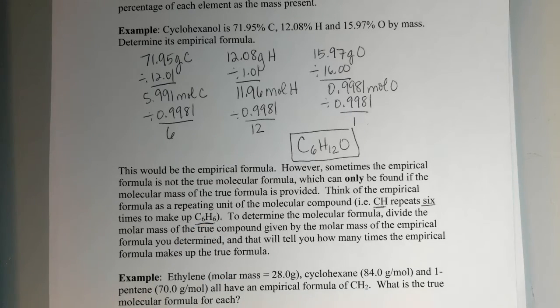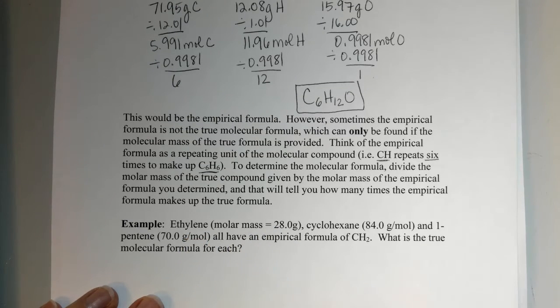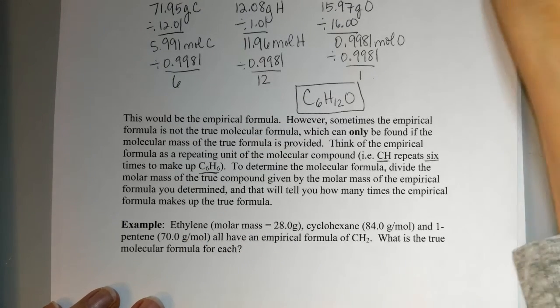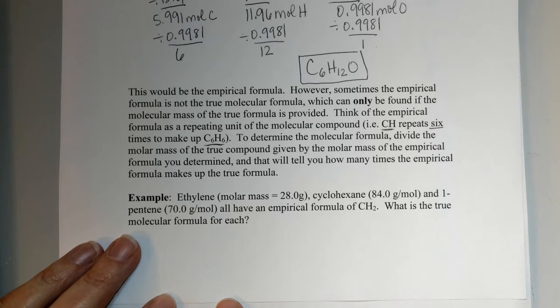So I've got an example here. It says we've got ethylene, which has a molar mass of 28 grams, cyclohexane, which has a molar mass of 84 grams, and 1-pentene has a molar mass of 70 grams.